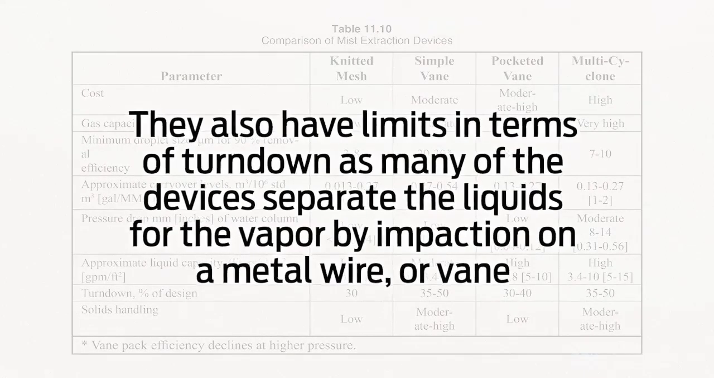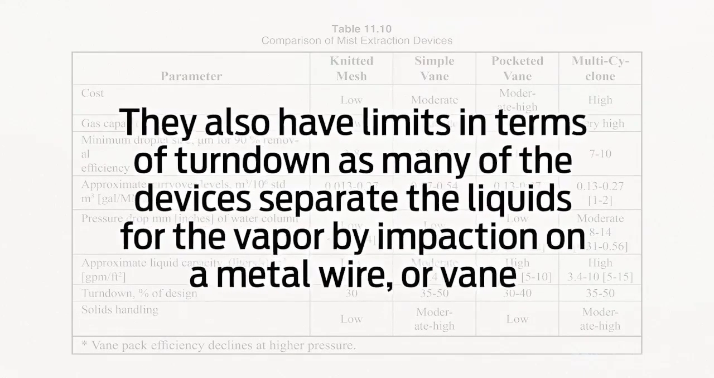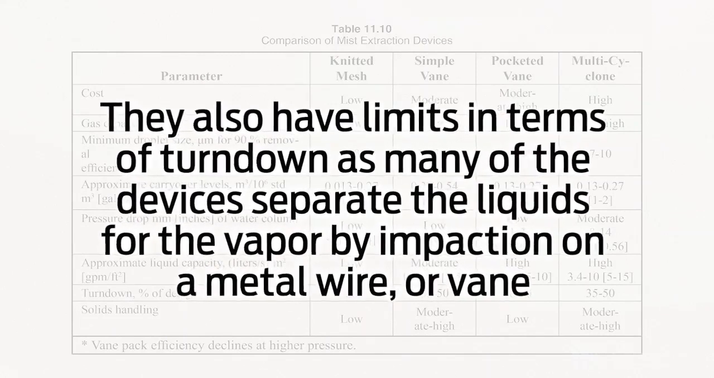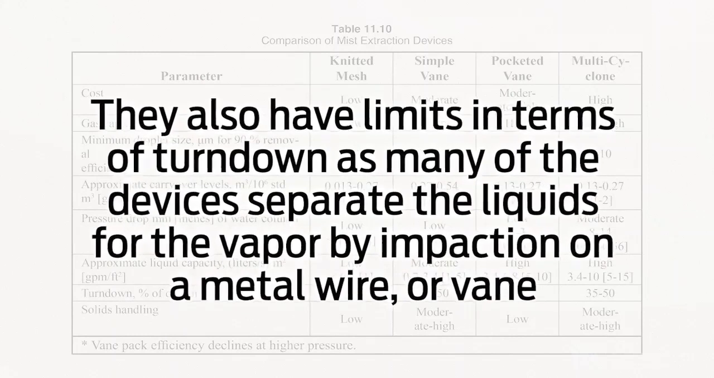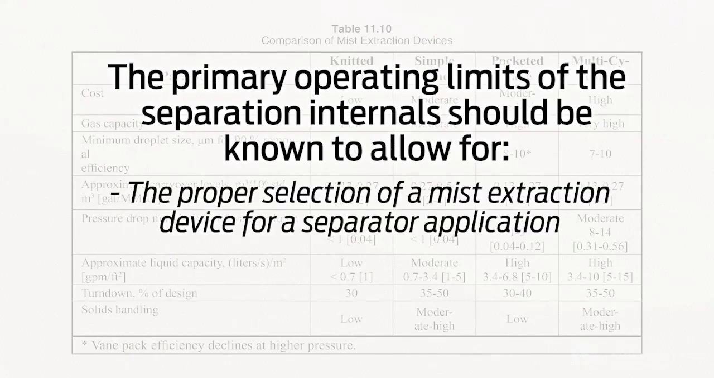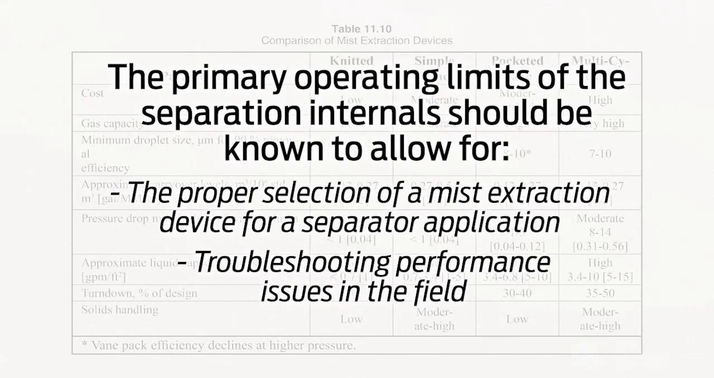They also have limits in terms of turndown, as many of the devices separate the liquids from the vapor by impaction on a metal wire or vane. The primary operating limits of the separation internals should be known to allow for the proper selection of a mist extraction device for a separator application and to allow for troubleshooting performance issues in the field.